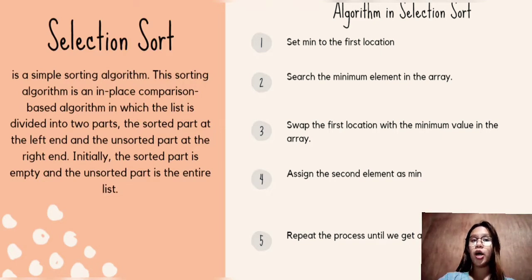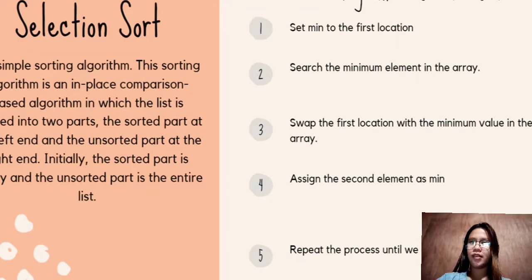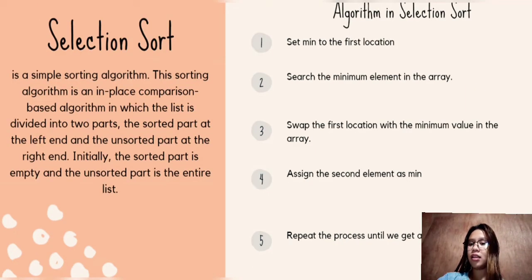These are the steps of selection sort. Step one, set the minimum to the first location. Second, search for the minimum element in the array. Third, swap the first location with the minimum value in the array. Step four, assign the second element as minimum. Then the last is to repeat the process until we get a sorted array.